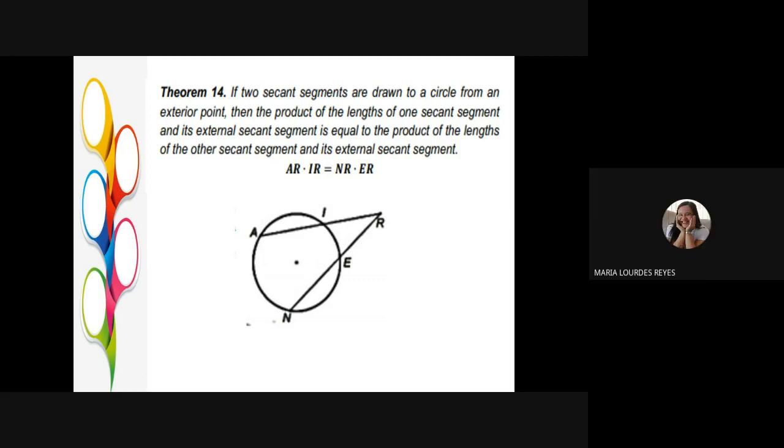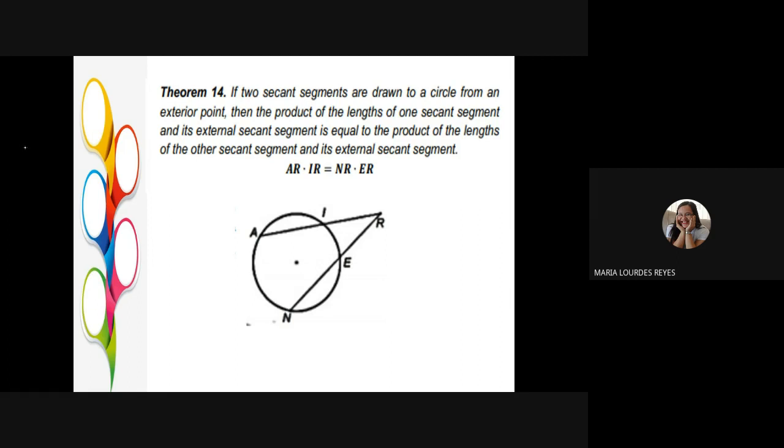Okay. If you're just going to read it once, you might be confused in understanding theorem 14. But basically, the main idea here is that there are two secant segments. They are not lines because you can't see any double-headed arrow from the figure. There are two secant segments joining at the same exterior point. So in our lesson last week, we were after the measurement of the angles formed outside the circle. This time, our main concern is the length of each segment.